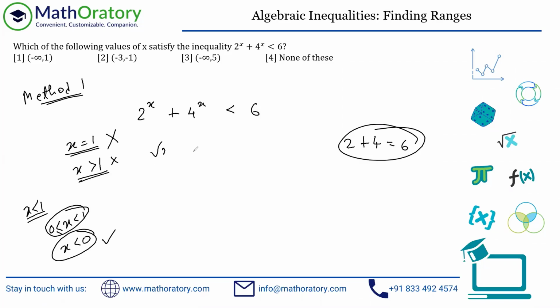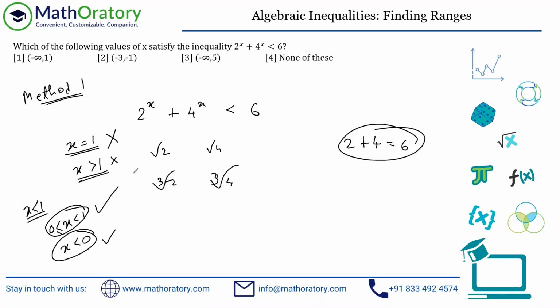And if you look at this, even in this case, root 2, root 4, or let's say cube root of 2, cube root of 4, individually they will be less than 2, less than 4, right? Root 2 is less than 2, root 4 is less than 4, cube root of 2 is less than 2, cube root of 4 is less than 4. So individually, if they're less than 2 and 4, then the total has to be less than 6, right? So this is also satisfying.